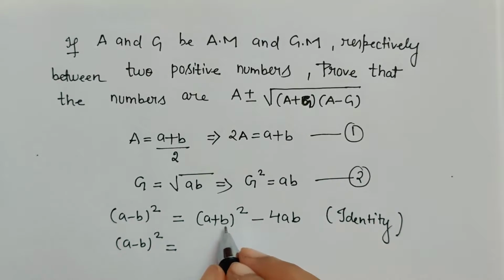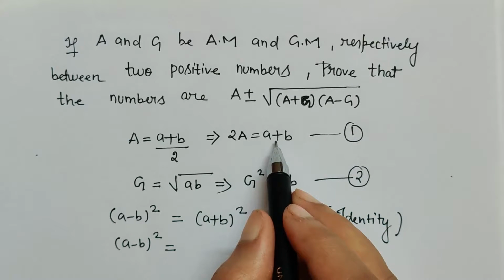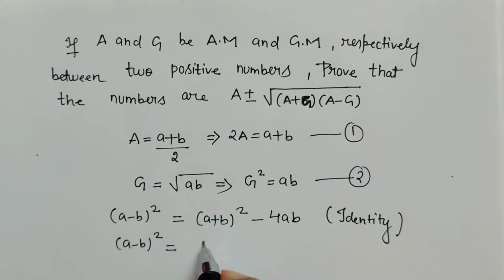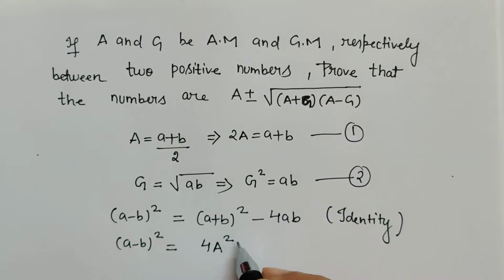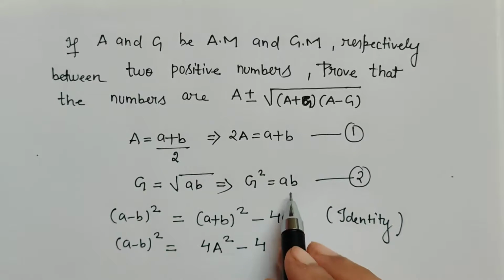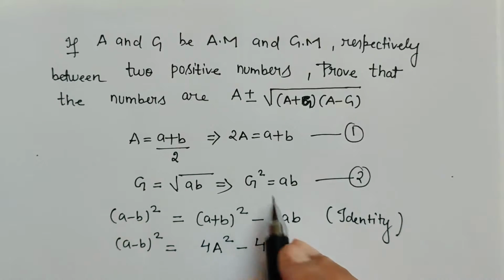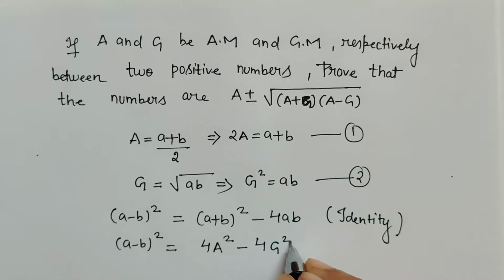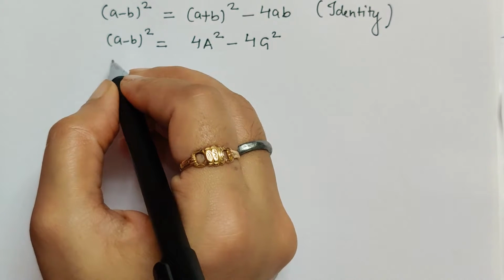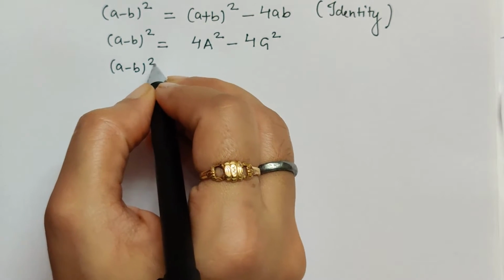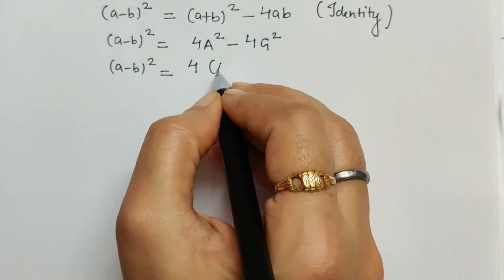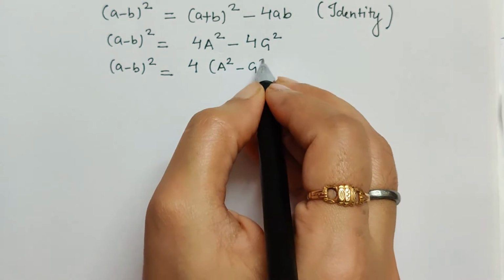Do we know the value of a plus b? Yes, from equation 1 we know the value of a plus b. This is 2A, but that 2A will be squared, so that will become 4A square, minus 4 times ab. Do we know the value of ab? Yes, from equation 2 we know ab is G square, so we will write G square here. Next we will further solve it. (a minus b) whole square is equal to 4 taken outside, and we are left with A square minus G square.